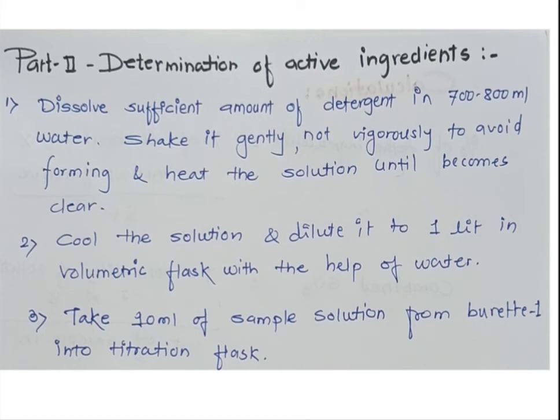So here again I am repeating the procedure. Initially we are going to take a sufficient amount of detergent in 700 to 800 ml water, shake the solution, and heat the solution till the solution becomes clear. After that cool the solution and then dilute it to 1 liter with the help of distilled water. Now fill the solution in the burette. So from Burette 1 you have to take 10 ml solution. So we have taken 10 ml solution from this first part.